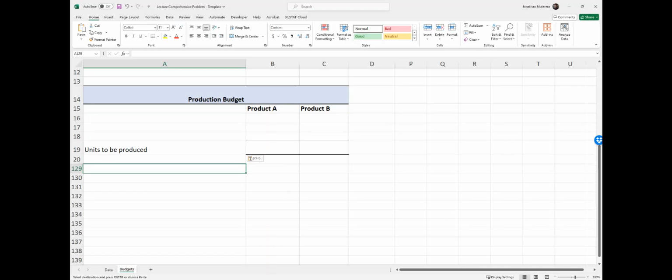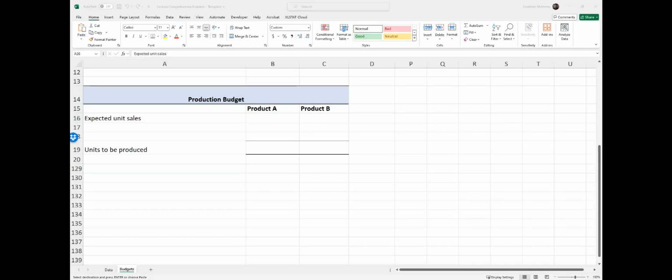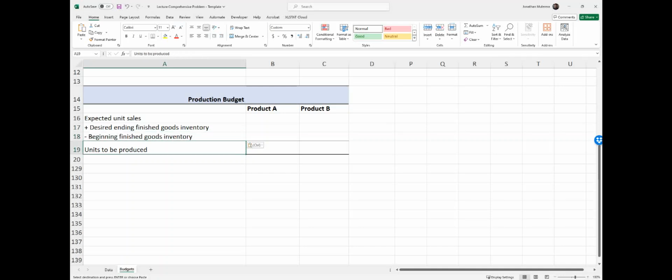So in order to know the number of units that we need to produce, we need certain pieces of information. As a starting point, we need to know how many units we expect to sell. So what is our sales? We also need to know, management will need to know, how many units should we keep in ending inventory. Add the two together, and then look at, do we have any finished goods inventory on hand? If we do, we need to subtract those to get to our units produced.